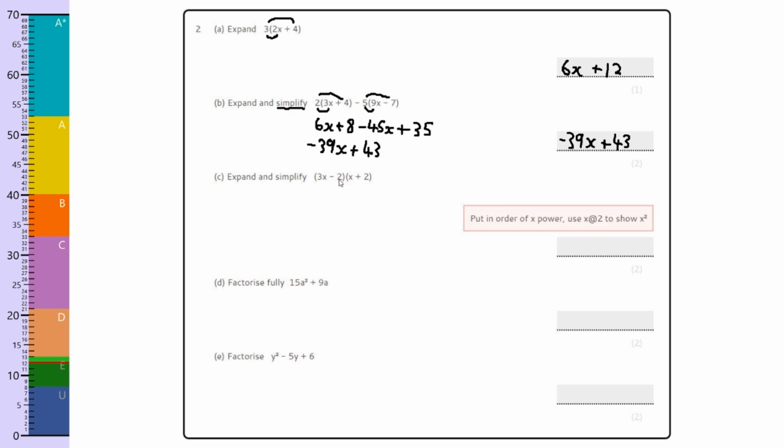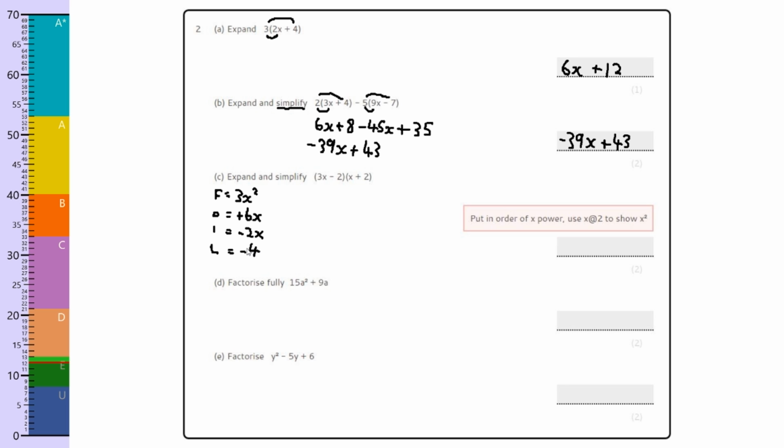Now this one here, there's loads of different methods of doing this. I'm going to do the FOIL method, but there's really good grid methods as well that work very well. Everyone's happy with them. FOIL stands for first, and you times the 2 first ones in each bracket. So 3x times x is just going to be 3x squared. O in FOIL stands for outside, so it's this one and this one. So 3x times 2, which is going to be a positive 6x. The inside ones is the minus 2 and the x, so it's just going to be minus 2x. And the last ones are the minus 2 and 2, so that would be minus 4.